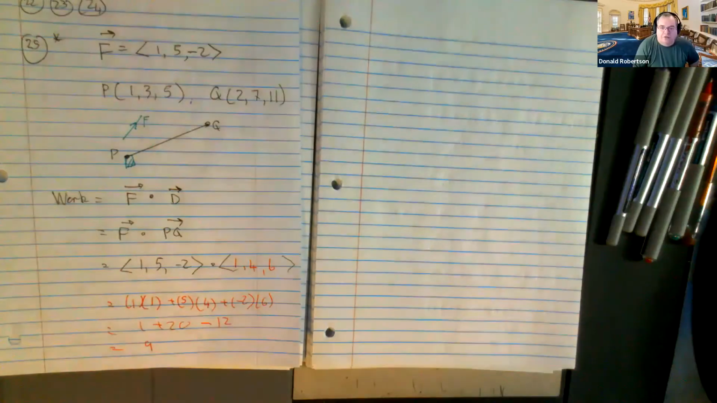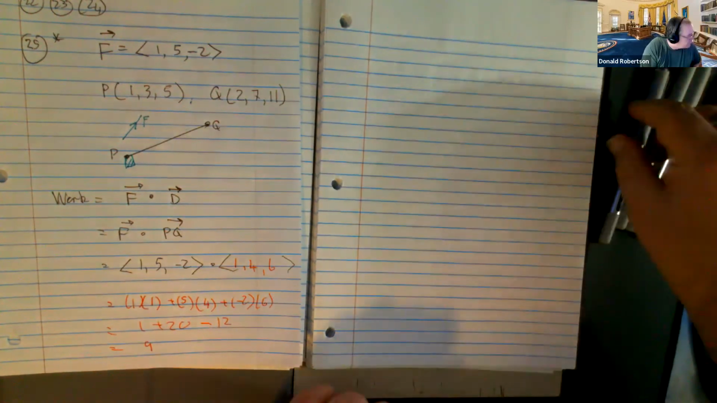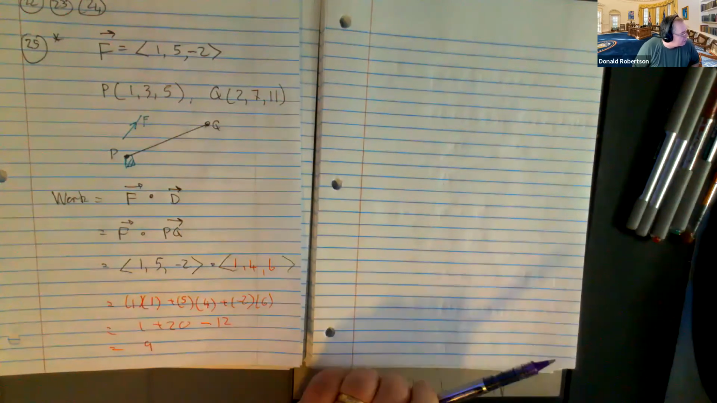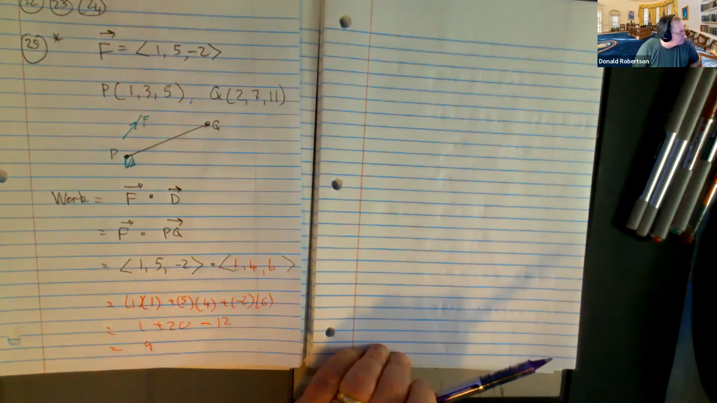So let's get a head start on tomorrow's lesson for the next 10 minutes or less. Your next section is going to be called cross product. And I'm just trying to find out what number it is. It's 12, 4.